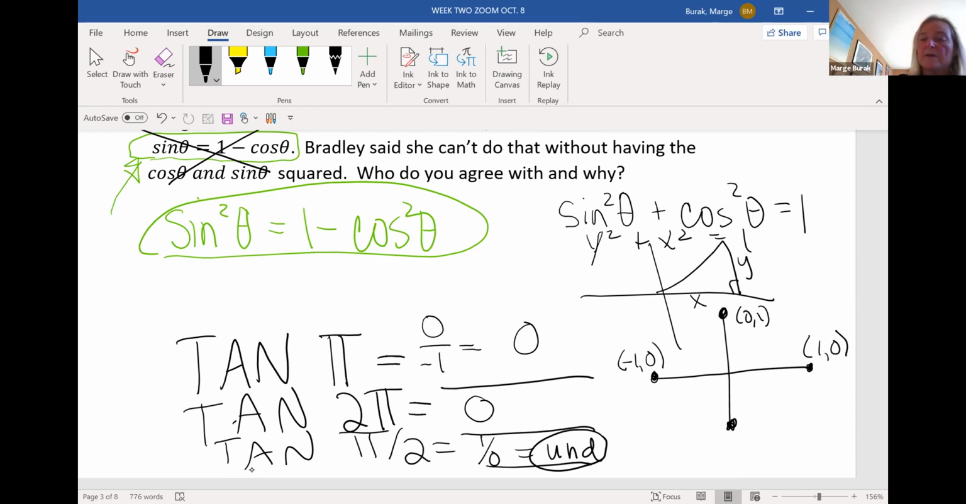That'll make better sense. How about 3 pi over 2? What's the tangent of 3 pi over 2? 1, 2, 3.